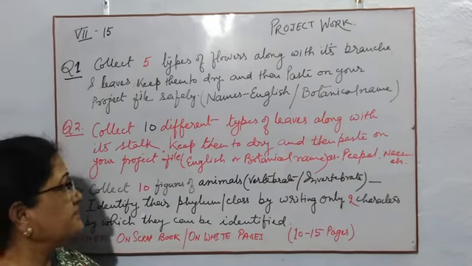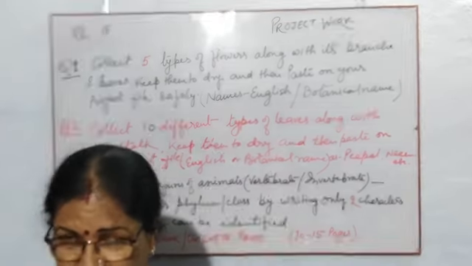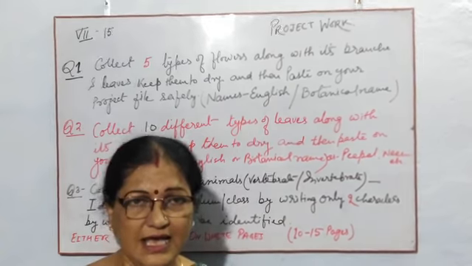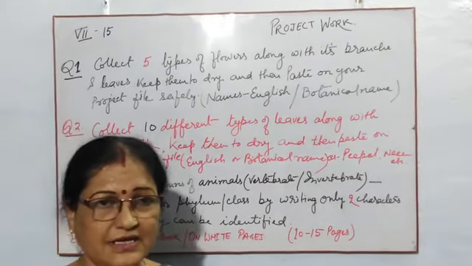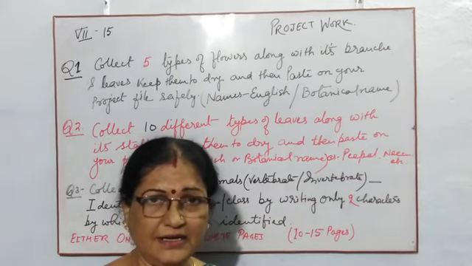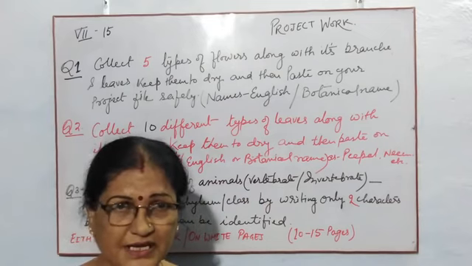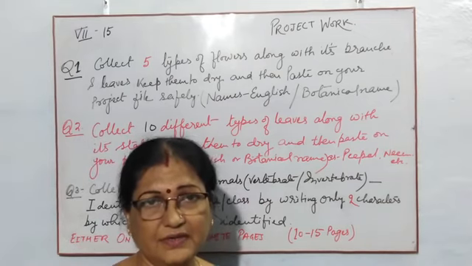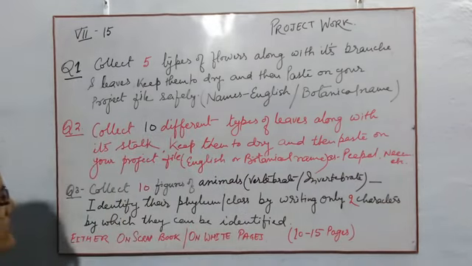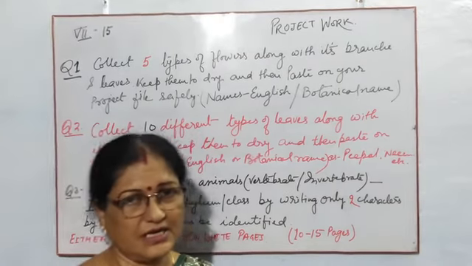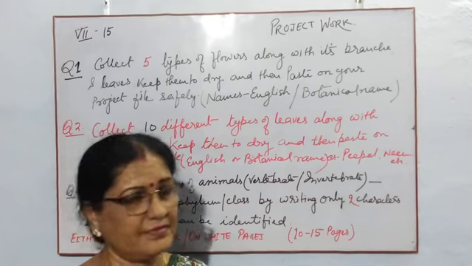So children, please try to collect leaves that have different shapes of their lamina. I can give you one example. Mango leaf has a different type of lamina or leaf blade. Ashoka leaves have a different type of lamina or leaf blade. Guava leaves have a different type of lamina in their own way. So in this way you can collect 10 different types of leaves. Any leaves you can collect, but you should know the name either in English or botanical name.